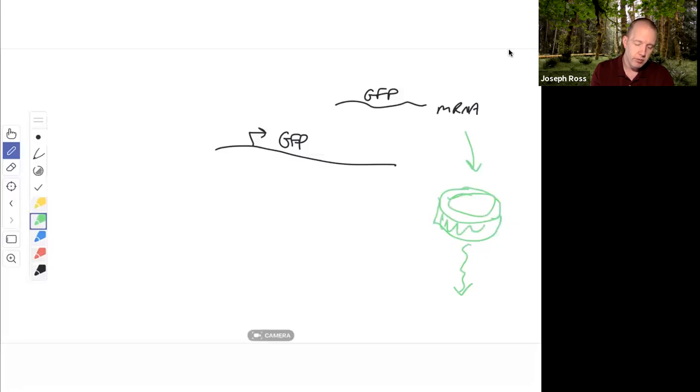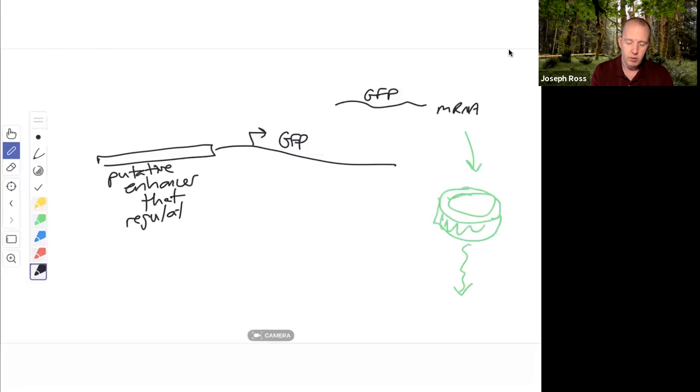So in the case of yellow, if the authors find a putative enhancer, putative means potential, that regulates the specific wing spot pattern, they can put that enhancer upstream of a GFP reporter gene. So this again is an example of a reporter gene. It's not a gene that's natively found in the species it's being studied in. It's just being used as a positive indicator of where this enhancer will act.